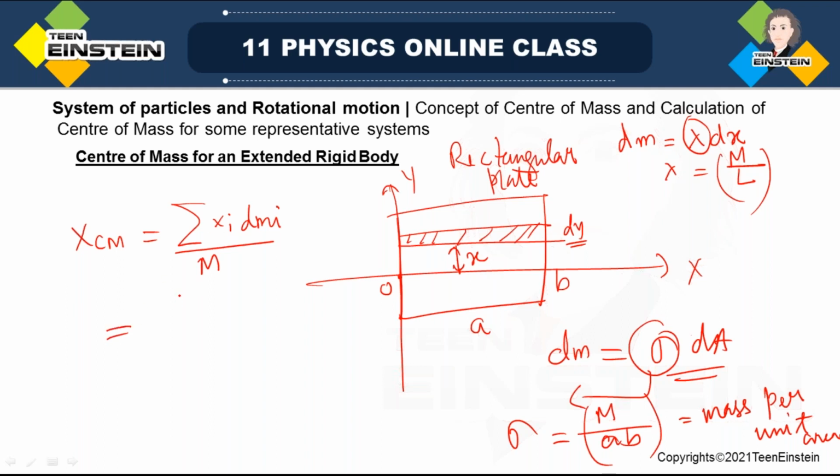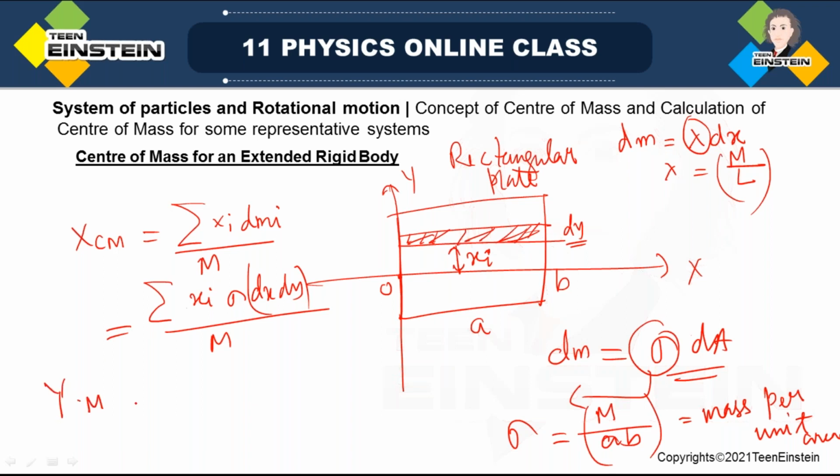So this xm is from xi, so this is xi and the thickness is dy. So dm, when you go for the calculation part, xi dmi will be actually sigma into dx and dy, because the area of this strip is this only, right? Okay, and divided by this. So this is how you can do it.